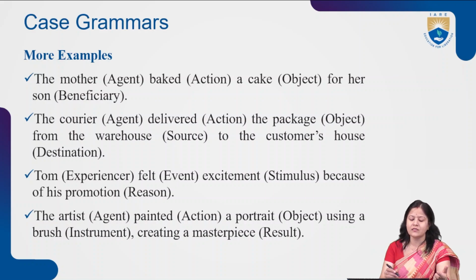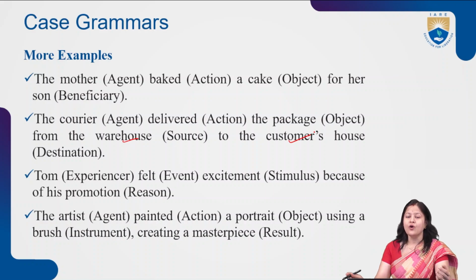The courier delivered the package from the warehouse to the customer's house. From the warehouse, that is the source location, and to the customer's house, that is the destination location. What is the agent here? The courier. Delivered is the action. Package is the object.